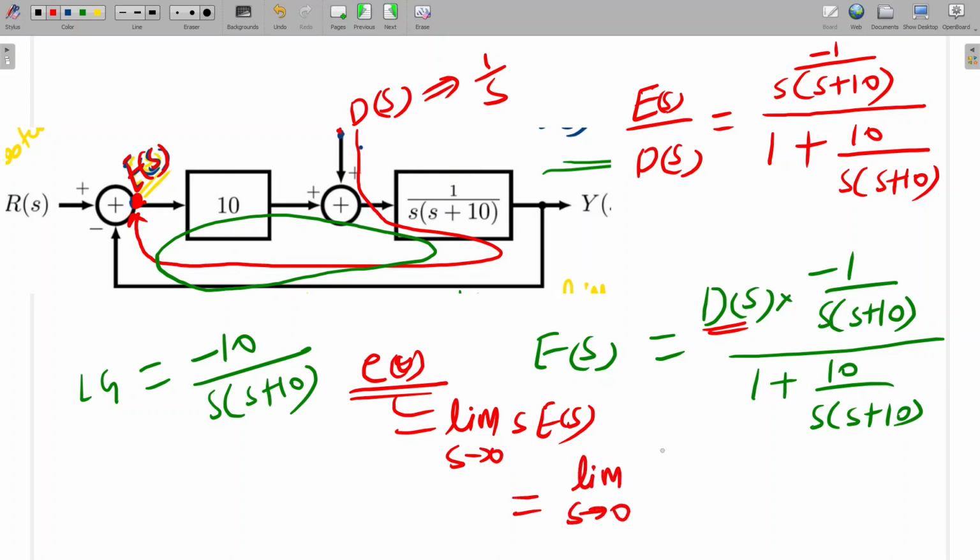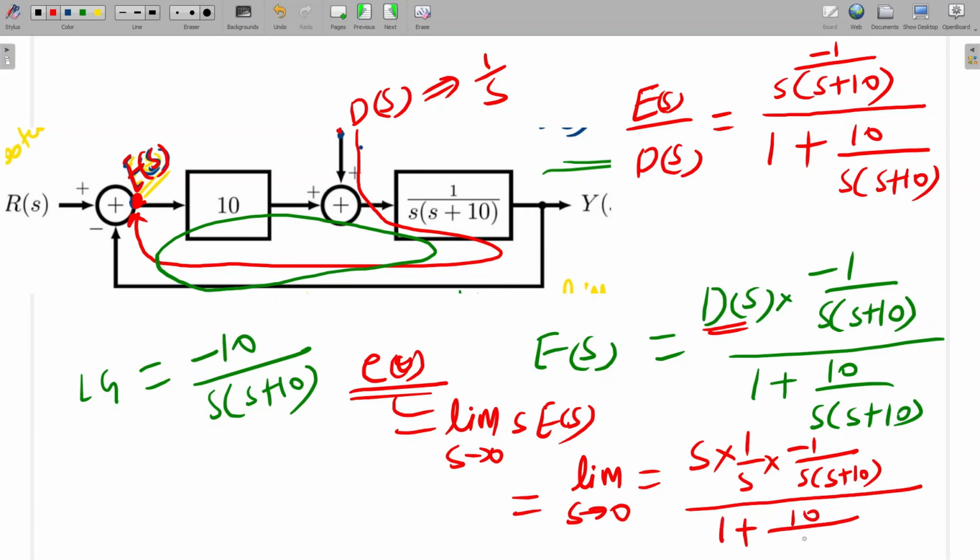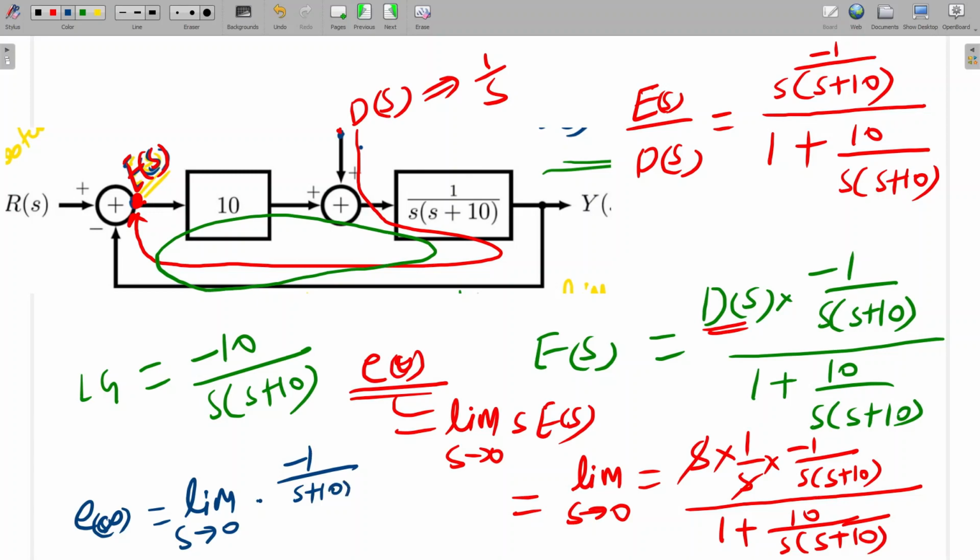So again, I'm writing the same thing. Limit s tends to 0, s into E(s). So E(s) is this one. So D(s) is 1 by s, into 1 by s, into minus 1 by s into (s plus 10) in the numerator, and in the denominator it will be 1 plus 10 by s into (s plus 10). Is it clear up to now? Clear, sir. So the s terms will cancel, and if we multiply by s in numerator and denominator, then e infinity will become limit s tends to 0 of minus 1 by (s plus 10) divided by (s plus 10) by (s plus 10).